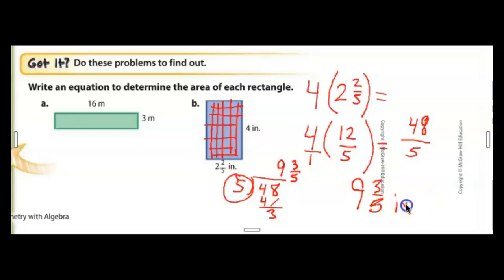Inches squared. So that's how we go. 9 and 3/5 inches squared.